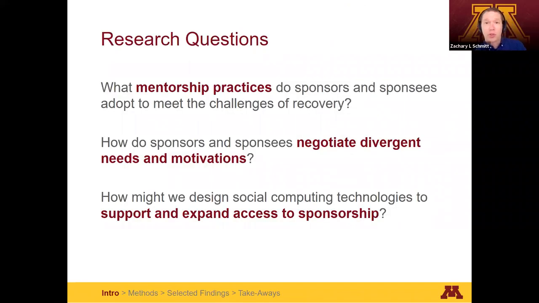Specifically, we sought to address three broad research questions. First, we wanted to identify the core mentorship practices enacted by sponsees and sponsors. We also wanted to understand how they negotiate different needs and motivations within their relationship. And finally, we wanted to explore how social computing can support and expand sponsorship.